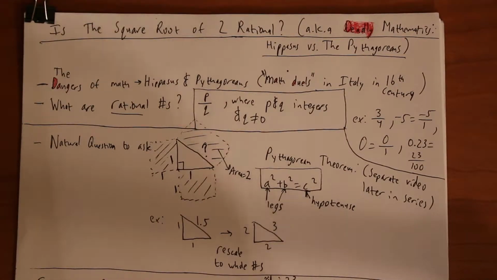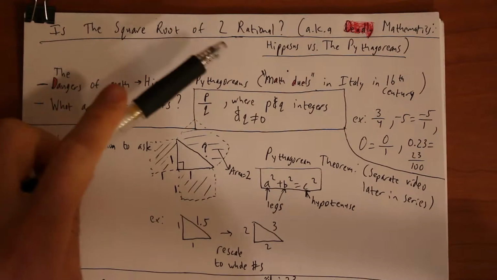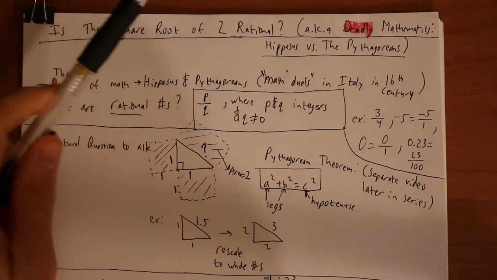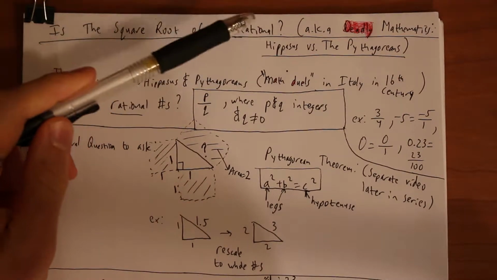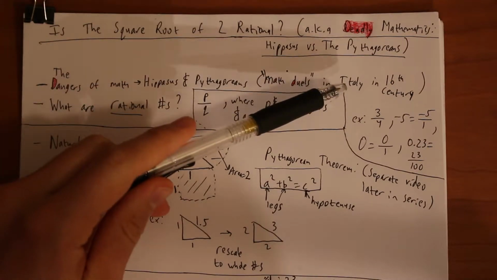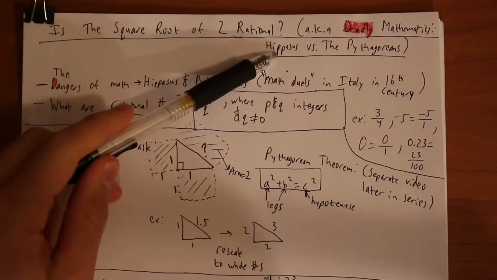Today we're going to be wrapping up our Algebra Applications section and going over the question of, is the square root of 2 rational? A.k.a. deadly mathematics, Hippasus versus the Pythagoreans. I apologize if I'm not saying that name correctly.